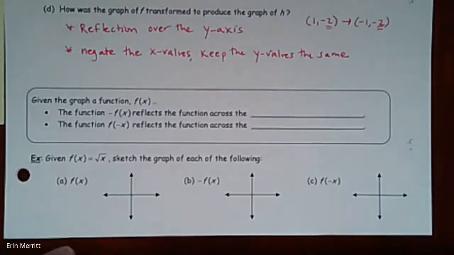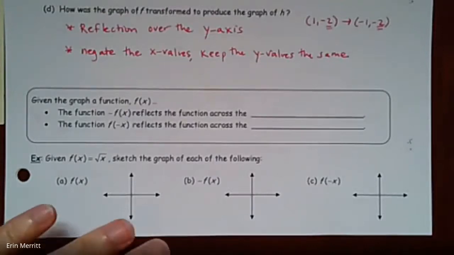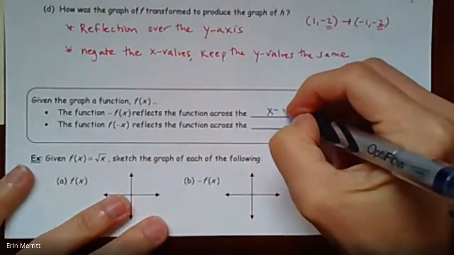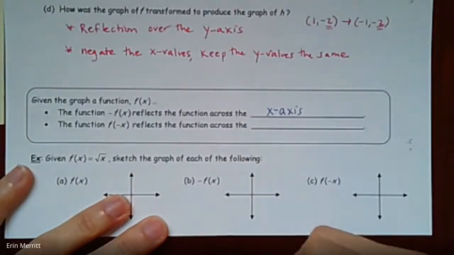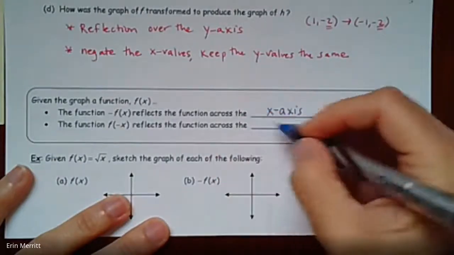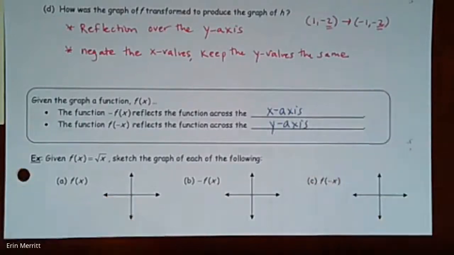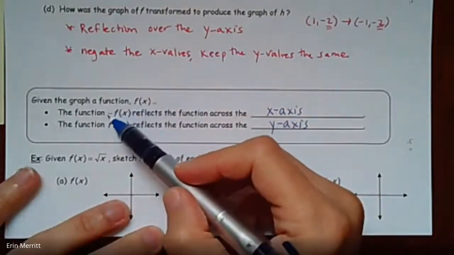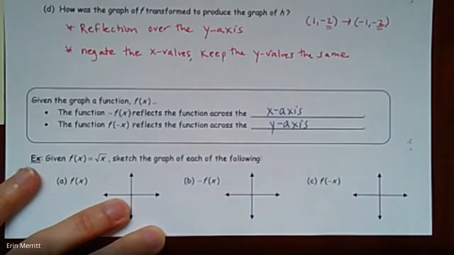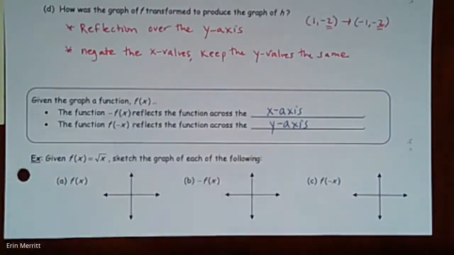So down here, when it says the function negative f of x reflects the function across the x-axis, because that was the first case. F of negative x reflects the function across the y-axis. And for those of you who did memorize the rules last year, you might remember saying, all right, keep the x, negate the y. So negating y is the same as negating f of x. Or keep the y and negate the x, which is what you're looking at here.